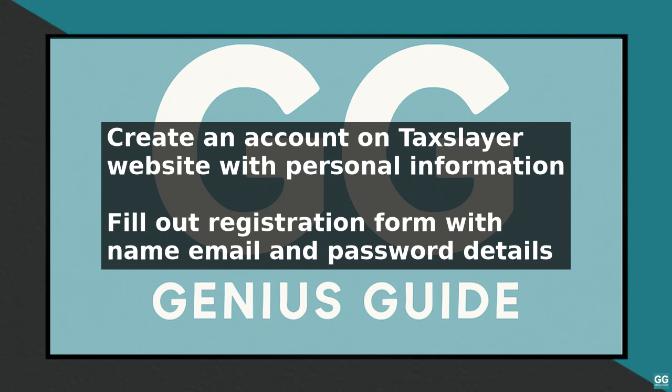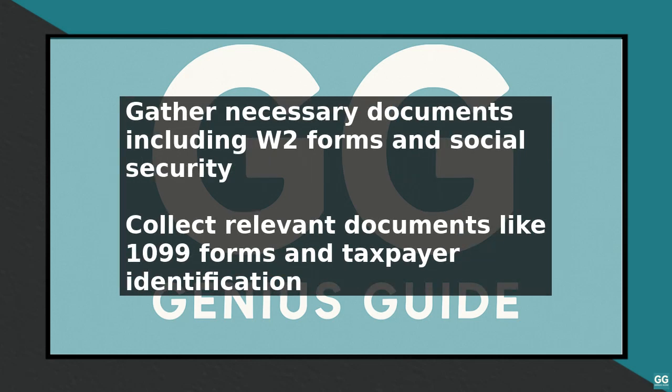Next, gather all the necessary documents required for filing your taxes, including your W-2 form, 1099 forms, and any other relevant documents. You will also need your Social Security number or individual taxpayer identification number. Now, log into your Taxslayer account and start the tax filing process.